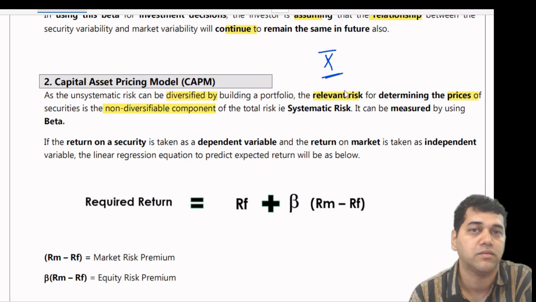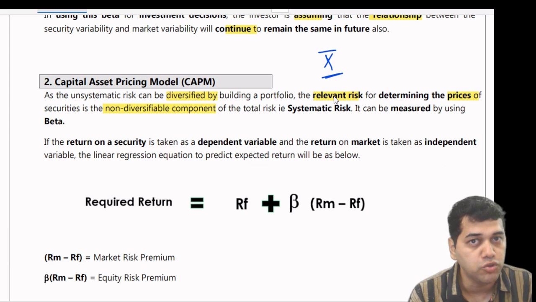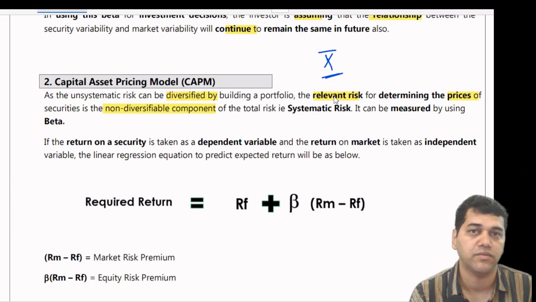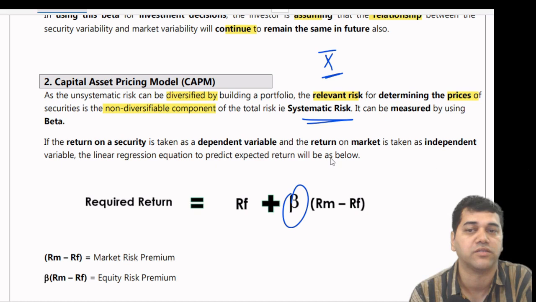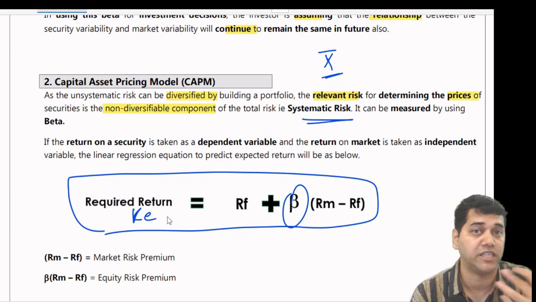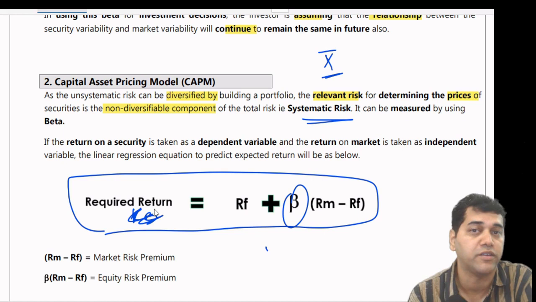What the stock offers, you try to justify that, whether what the stock offers to you is as per one regression analysis model, y is equal to a plus bx, or Rf plus beta into (Rm minus Rf). So this is what you try to do, and beta is the indicator of systematic risk. If the return of a security is taken as a dependent variable and the return on the market as independent, we are going to arrive at this equation. Using this equation, you say what is your expectation on the return. And this required return, we don't call it Ke, we call it Ke as a discounting factor only in security valuation. We call it the expected return as per CAPM.